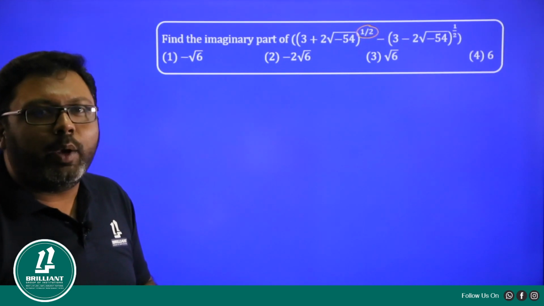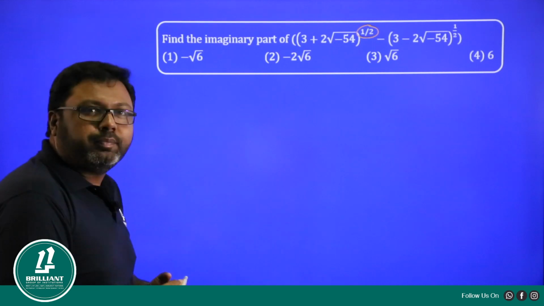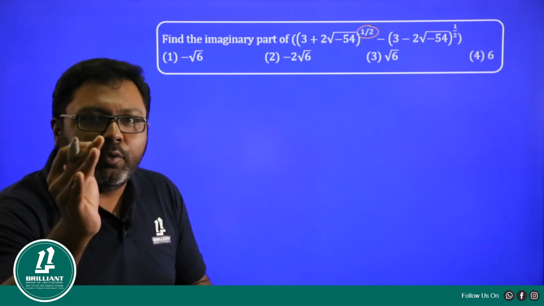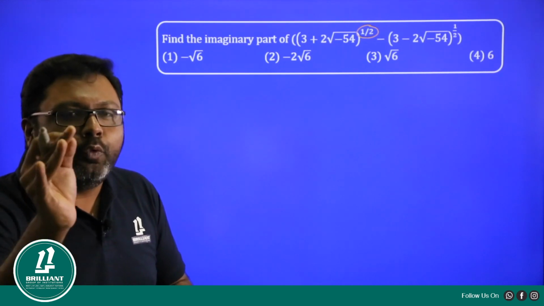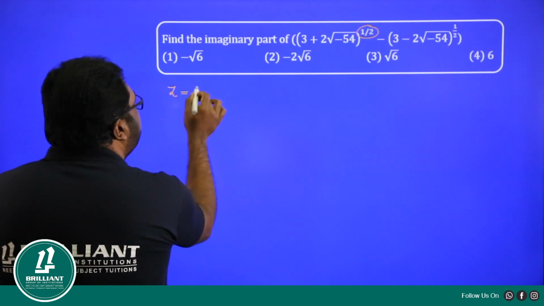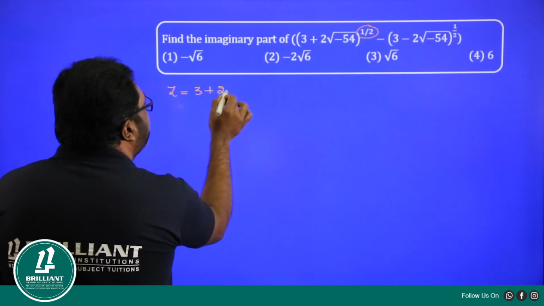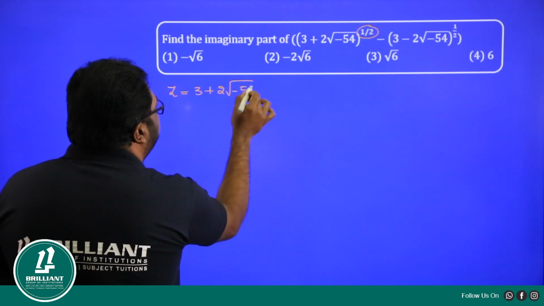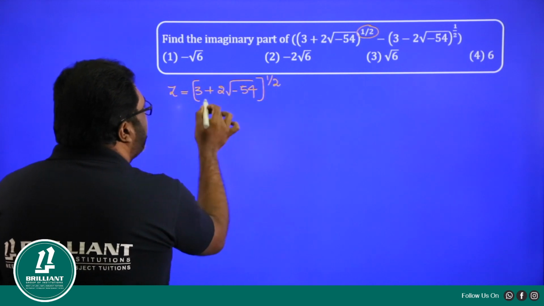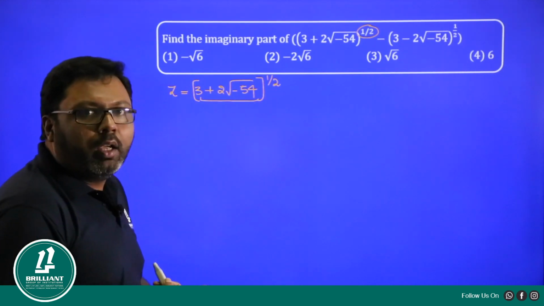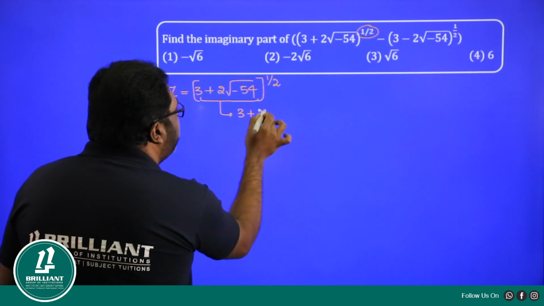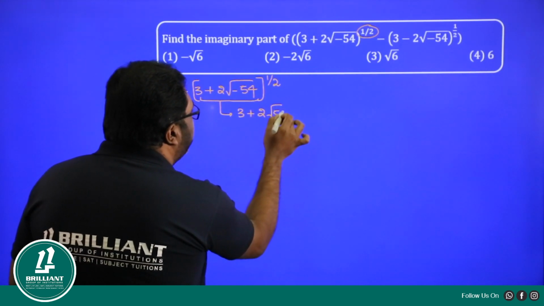Now, how to find the square root of a complex number? It's a very lengthy process. But whenever you're trying to find the square root of a complex number, the first thing you have to do is find the modulus of that complex number. So here my complex number z is (3 + 2√-54)^(1/2). I am trying to find the square root of this complex number, which is 3 + 2√54 i.